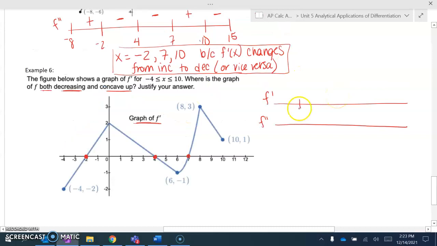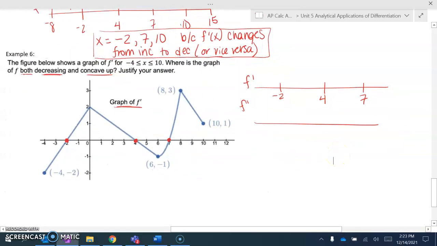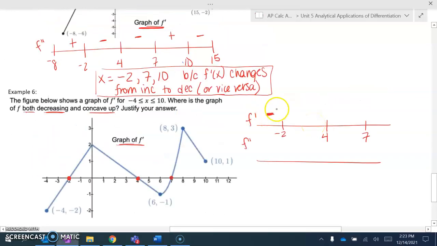So at -2, I guess I should space these out a little bit better. It's my bad. So -2, 4, and 7. Sorry, it just keeps jumping and freezing. Now it's frozen. Okay, so we're below the x-axis leading up to -2, so this is negative. Then we're above the x-axis for f prime, so that means f prime's positive, or the slope's positive, aka f is increasing, so that's positive. Then we're below, so that's negative, and then we're above, so that's positive.